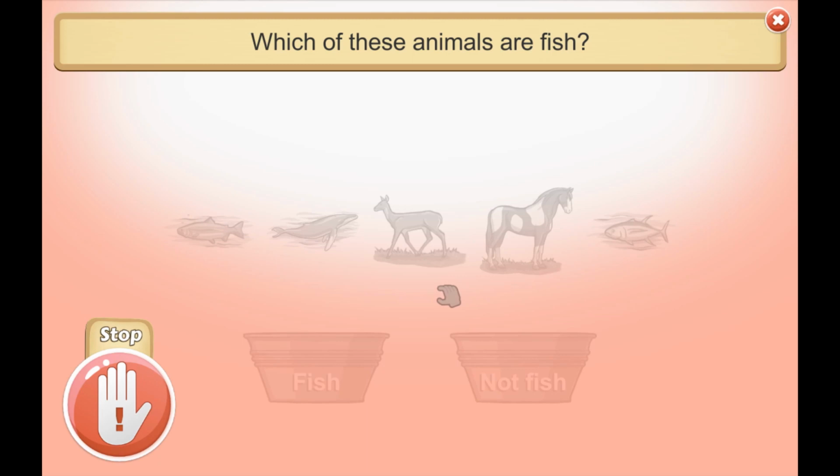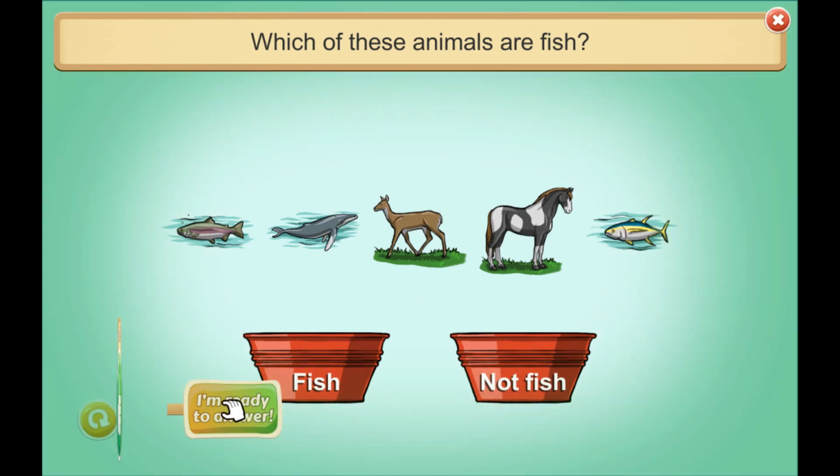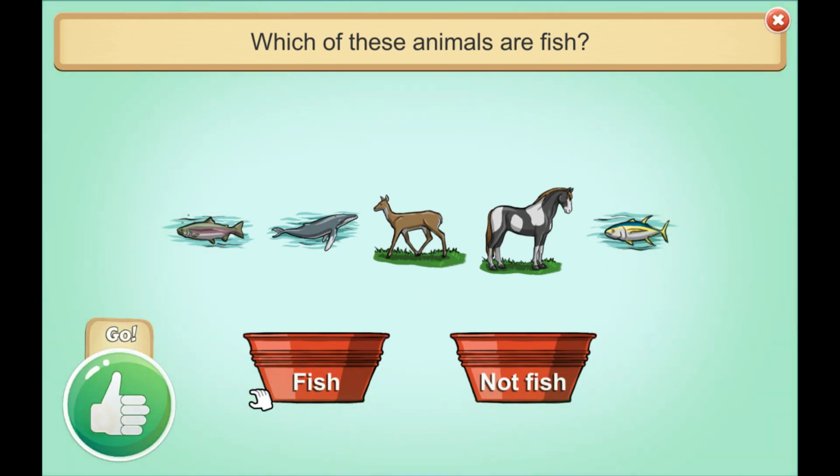animals are fish? Yellow for thinking, and then the I'm ready button pops out, turning to green at that point.